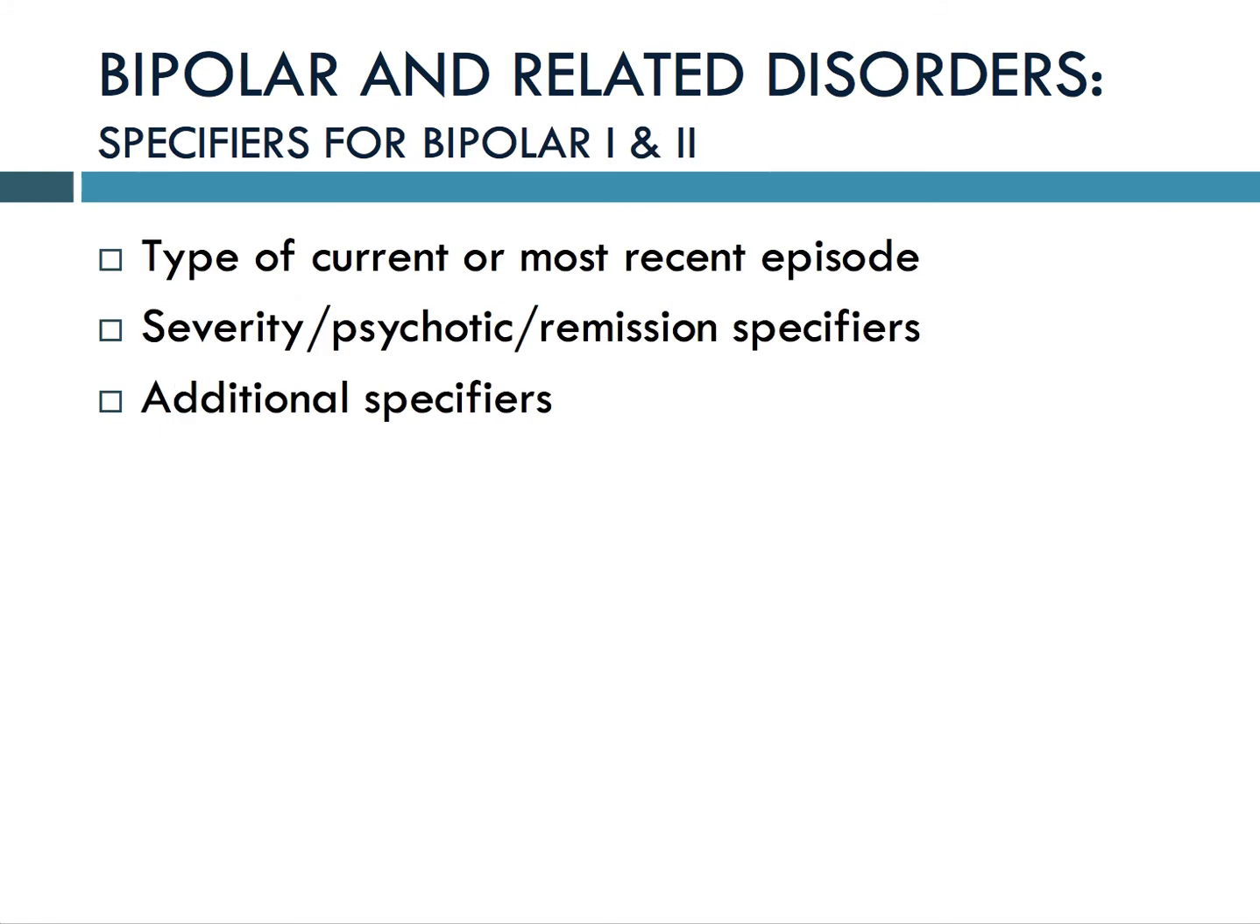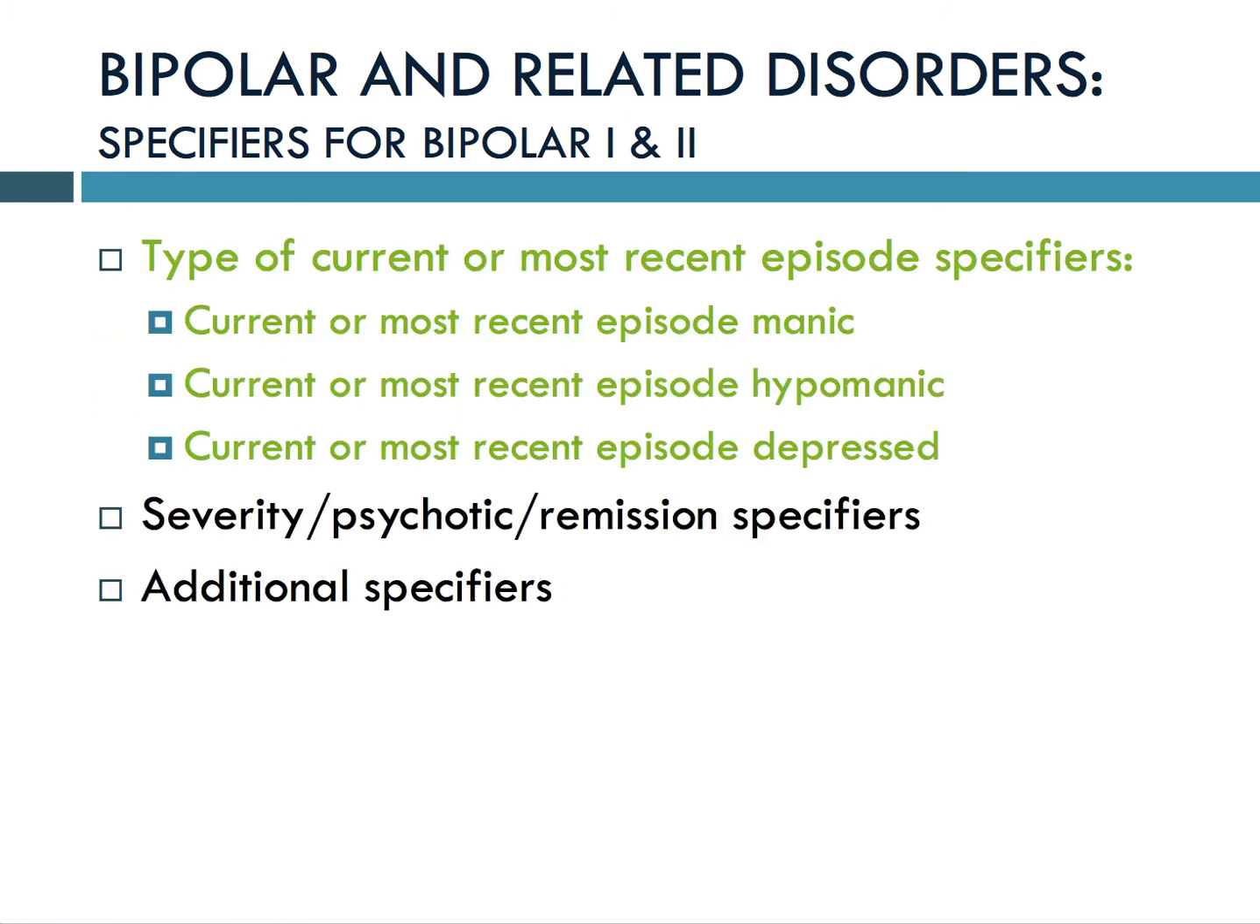Now, for both bipolar 1 disorder and bipolar 2 disorder, there are a number of specifiers that the DSM identifies. There are specifiers to indicate what is the most recent type of episode, specifiers about severity and presence of psychotic symptoms, and also a host of additional specifiers. So, for example, I can include in my diagnosis of bipolar 1 or bipolar 2 disorder a statement that explains what the most recent episode was. Was it manic, hypomanic, or depressed?